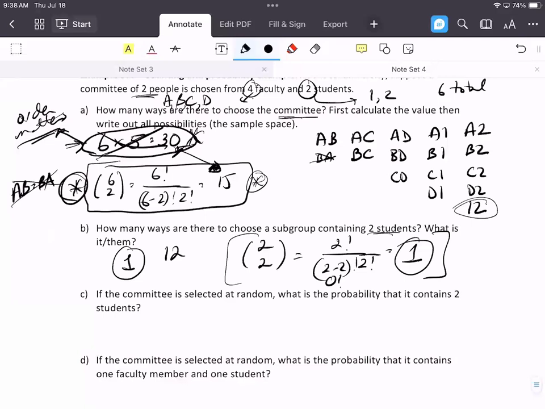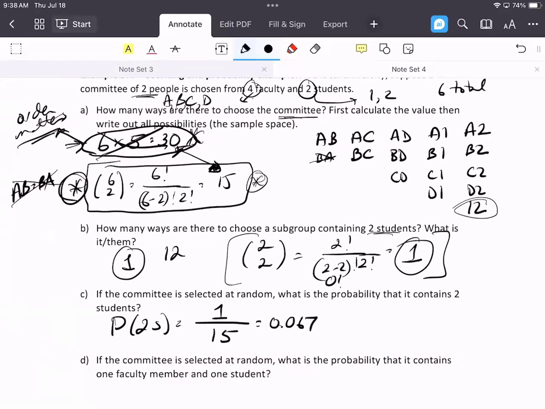If a committee is selected at random, what's the probability that it contains 2 students? So probability of 2 students. We know the total number of possible outcomes is 15. And there's only one arrangement that has exactly 2 students.